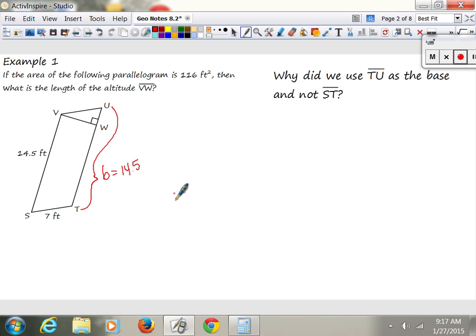Usually the base is on the bottom, isn't it? Because of the right angle. This right angle right there tells me that I have to have a base and a height. At that right angle has to be your base and your height. So why did we use this one? Because of the right angle. The right angle that made from TU to BW.